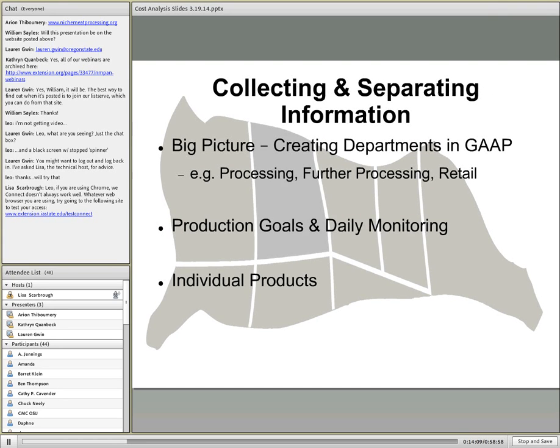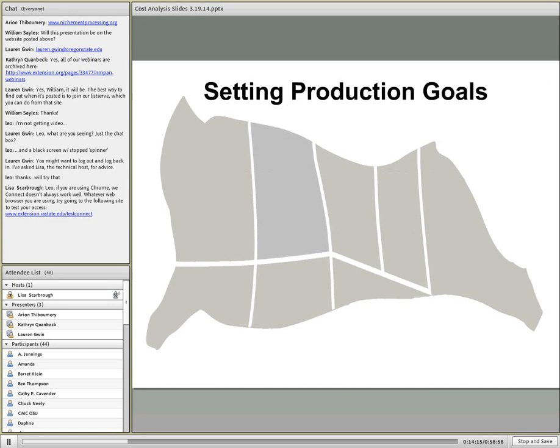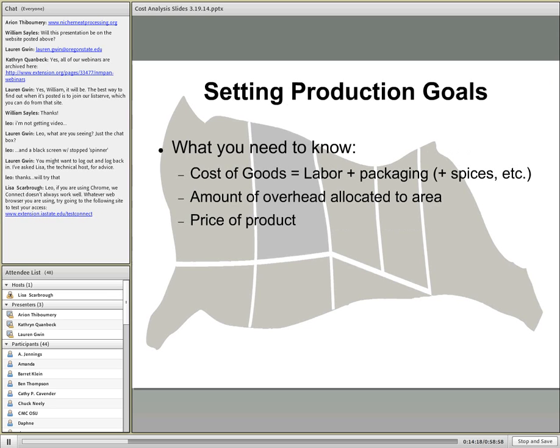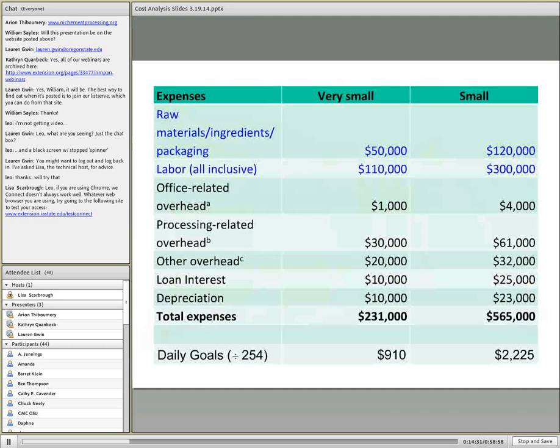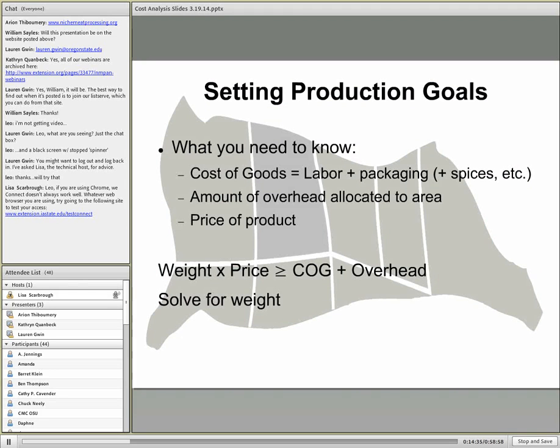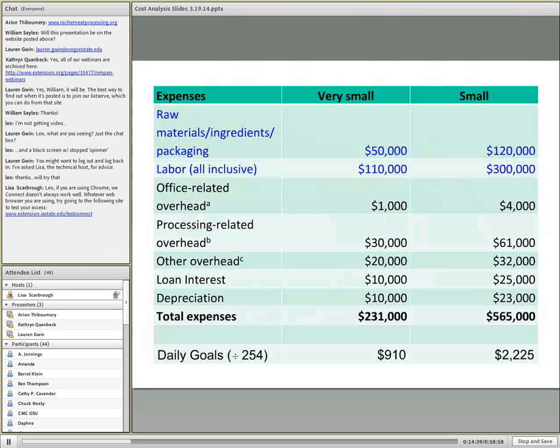So the next thing that you want to do in terms of setting production goals and daily monitoring is, let's say that you figure out if you take all of your, gosh, I thought there was a slide between there. Okay, I'm going to go to this slide and then come back.